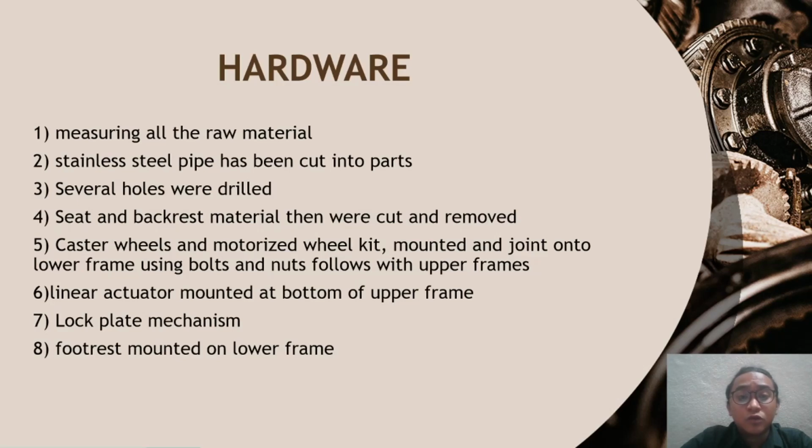Caster wheel and motorized wheel kit were mounted and joined onto the lower frame using bolts and nuts, followed by the upper frame. Next, the linear actuator was mounted at the bottom of the upper frame as required, using a pipe hanger to secure the actuator base and joined with screw and nuts on the actuator rod to the seat frame. The lock plate mechanism was then connected also with bolt and nut on the upper frame as needed. Lastly, the footrest was mounted on the lower frame by mechanical fastening.